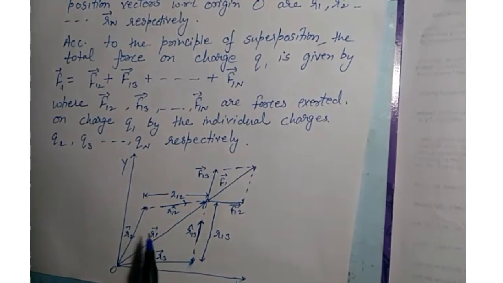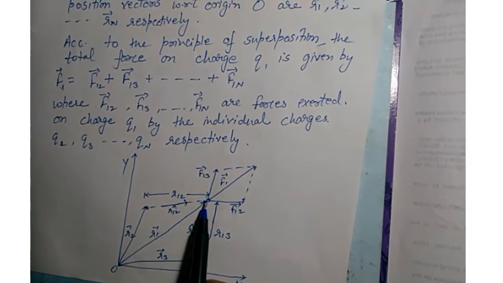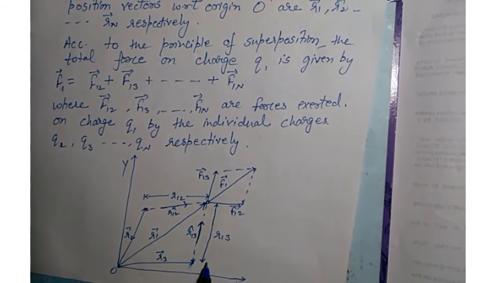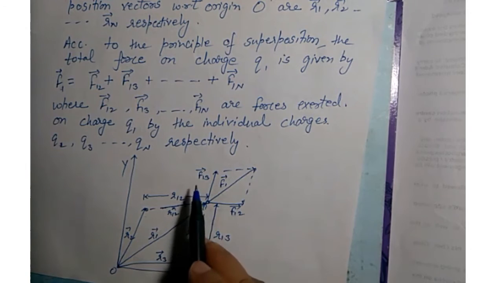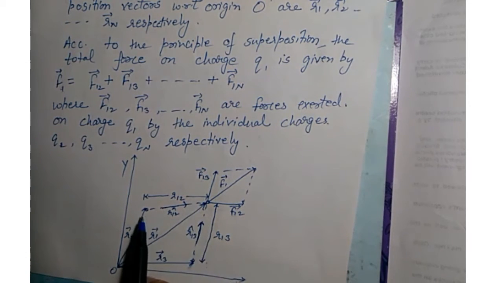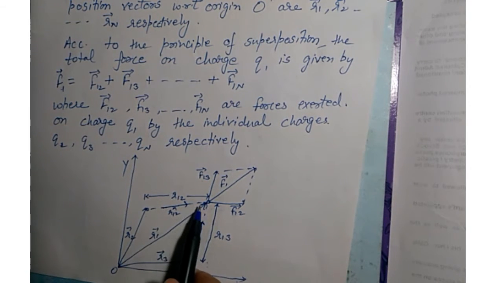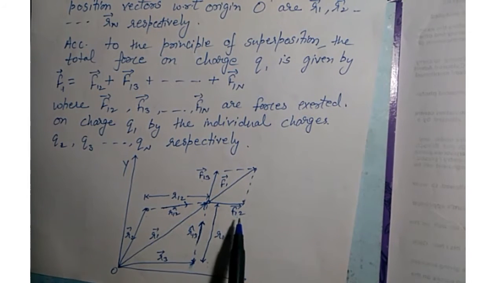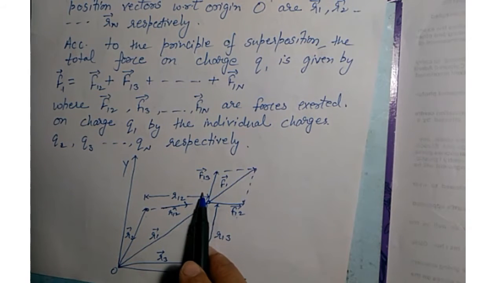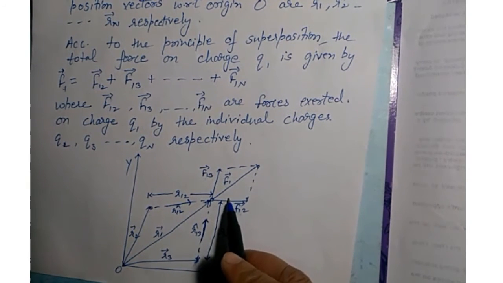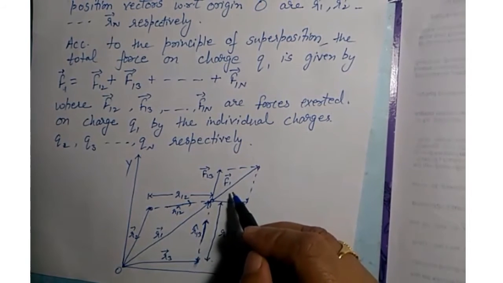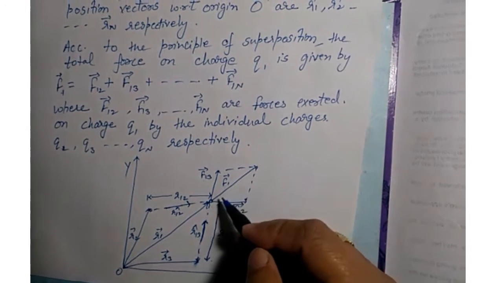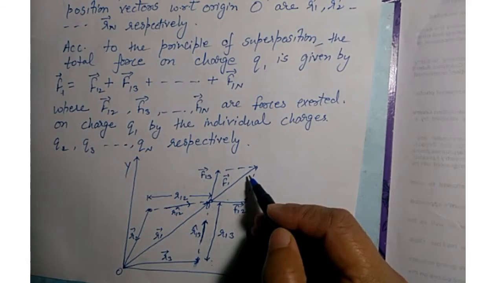So these charges are influencing this given charge Q1, and the force experienced by this charge Q1 due to Q3 is F13, and the force experienced by this charge due to Q2 is F12. And these are vector quantities. So we need to find out the resultant, and the resultant force F1 is along this direction.